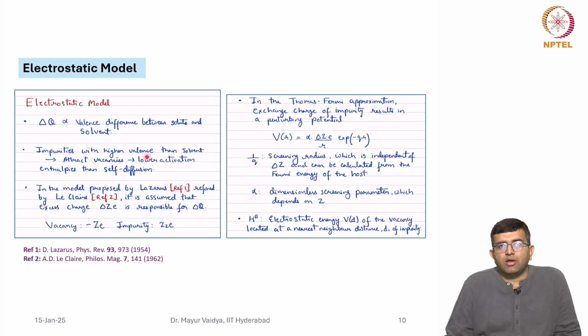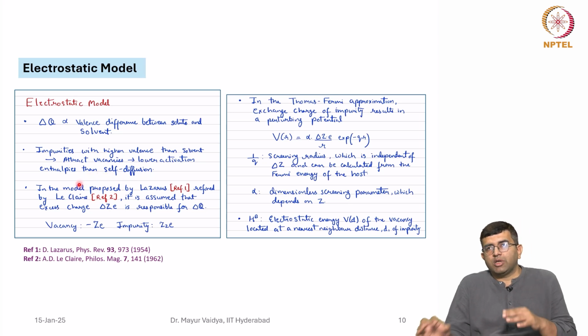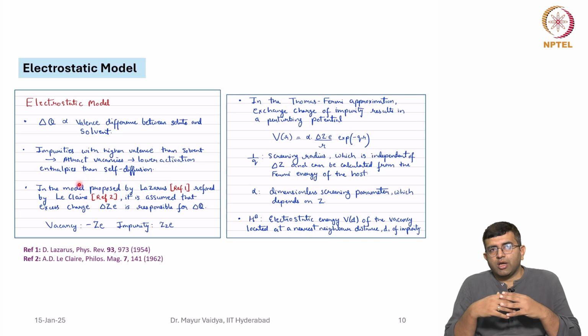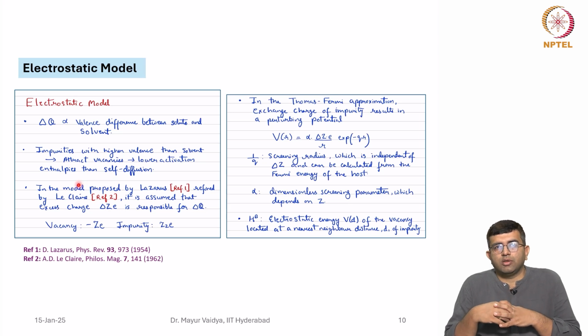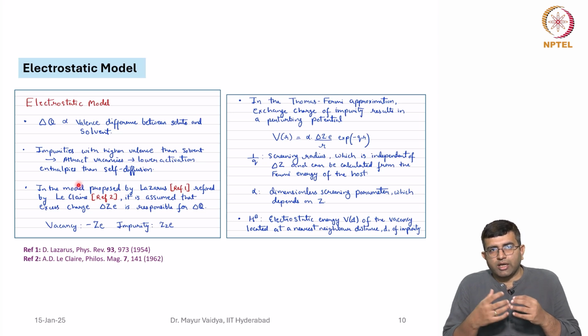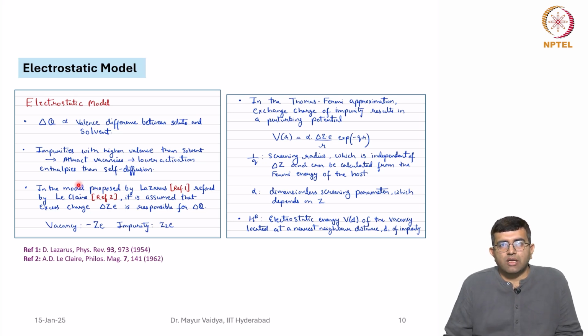Impurities with higher valency than the solvent attract vacancies, and they therefore have lower activation enthalpies than the self diffusion. So wherever the impurities have the higher valency, they tend to attract the vacancies, and therefore they show lower activation enthalpies than the self diffusion activation energies.